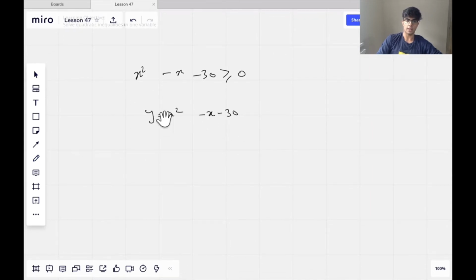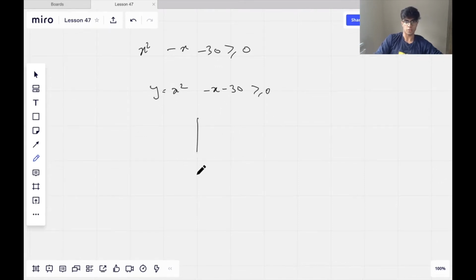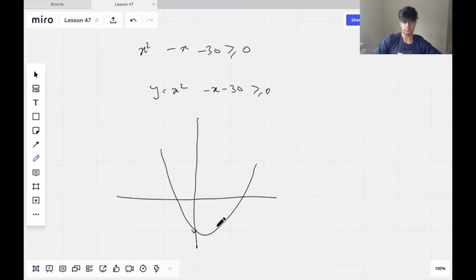And what we're really doing, if we plot this line, is looking for where y is greater than or equal to 0. So you just look out for that. If we roughly sketch it, it's a positive parabola, and the y-intercept is minus 30, so it's going to be minus 30 here. It's safe enough to assume it looks something like this, with x and y axes.